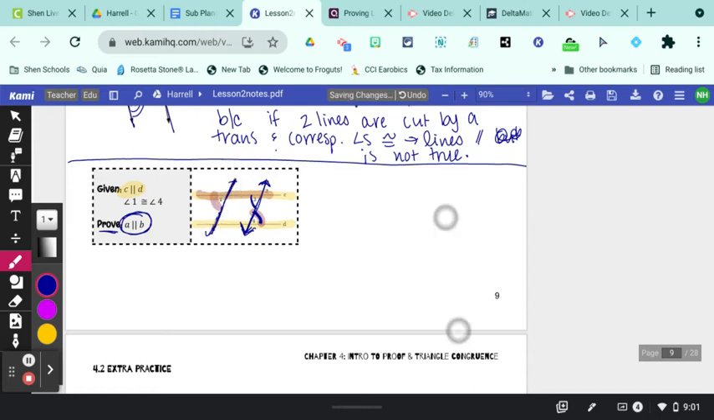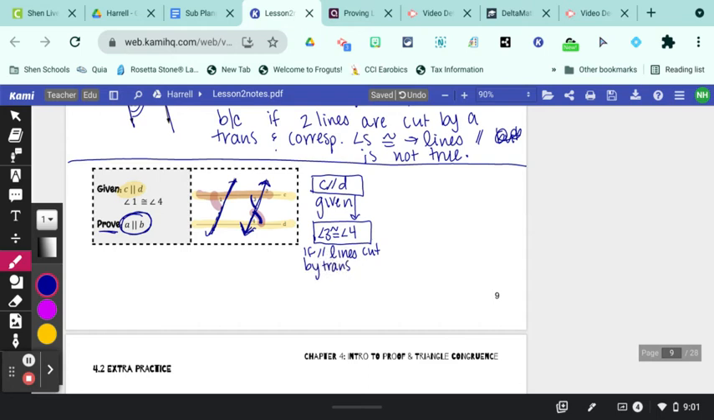All right, so let's try to write that. First thing we know is C is parallel to D. That's given to us, right? And if C is parallel to D, I know that angle 3 has to be congruent to angle 4, because if parallel lines are cut by a transversal, then alternate interior angles are congruent.